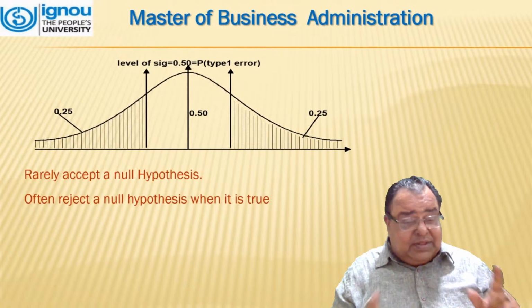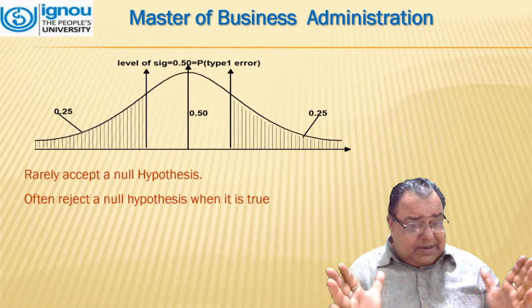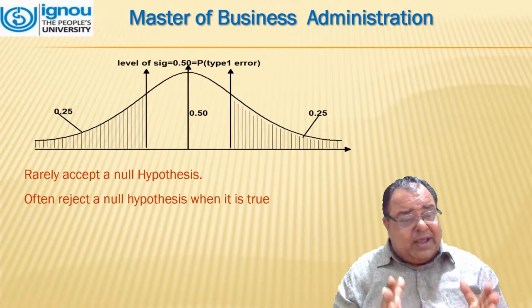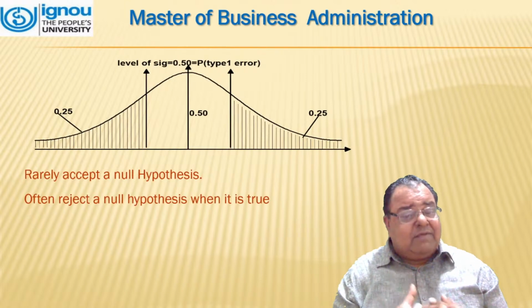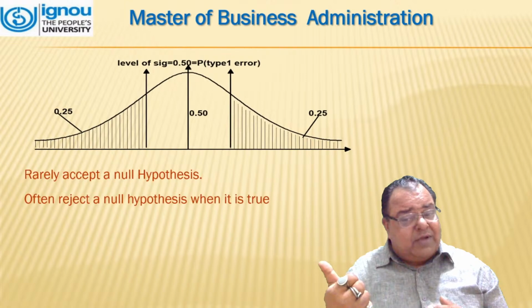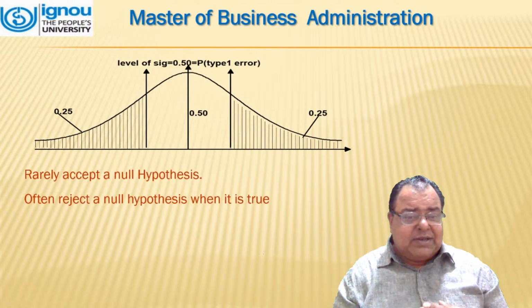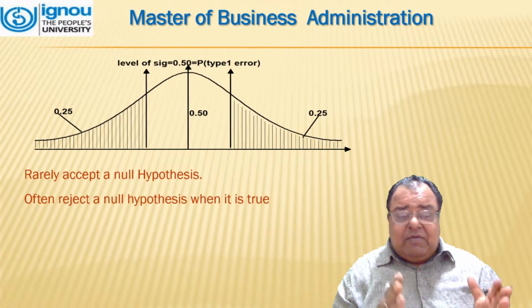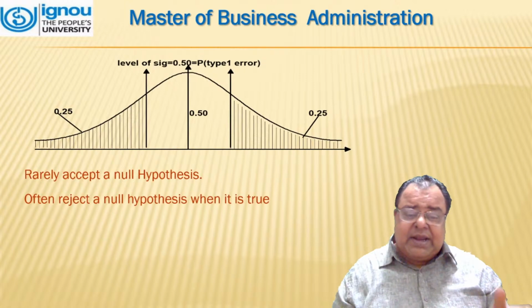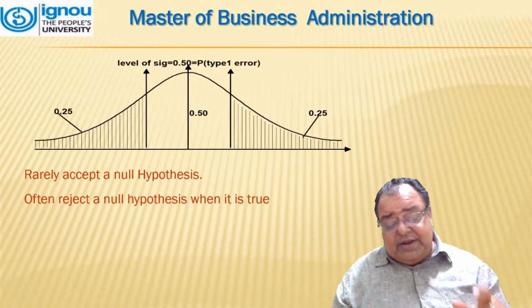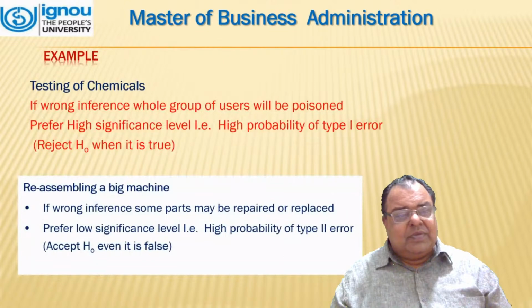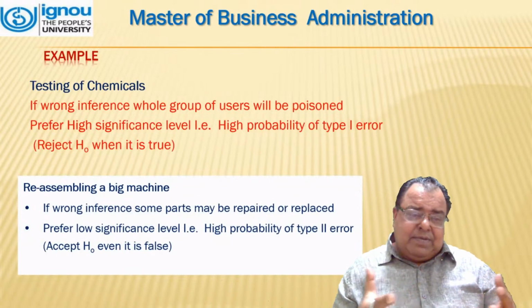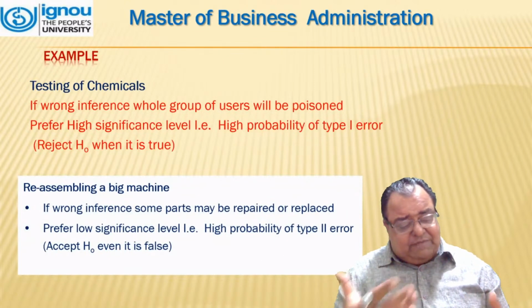When this condition arises, as you can see, this part has been reduced, and we can say that we are at the level of 50%, 0.25 on the left side and 0.25 on the right side. Here again, we are studying type 1 error. Here, we rarely accept a null hypothesis, and we often reject a null hypothesis when it is true. Now we take up an example of how this inference is drawn.